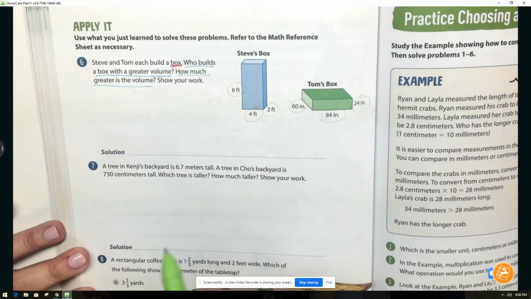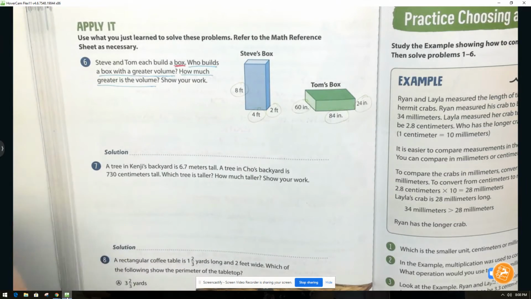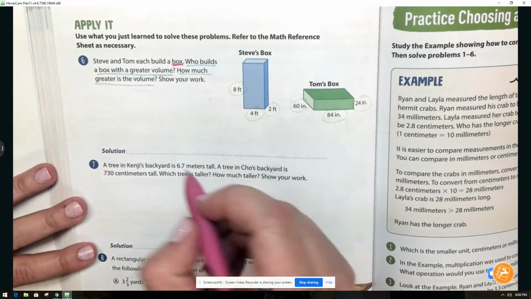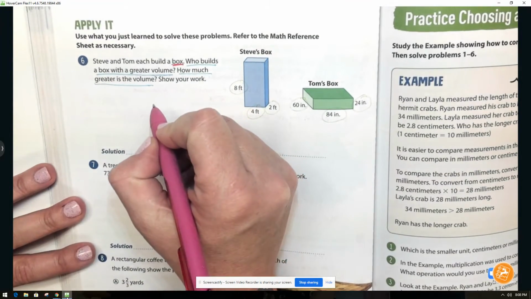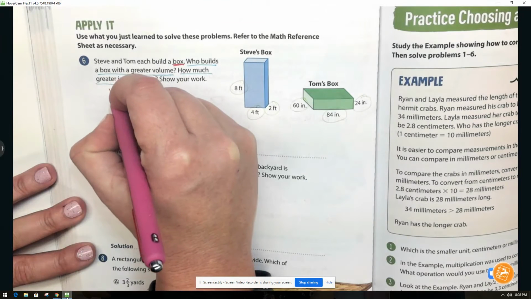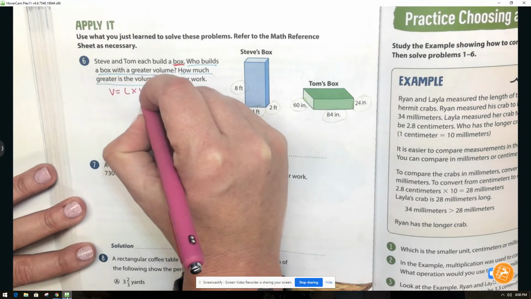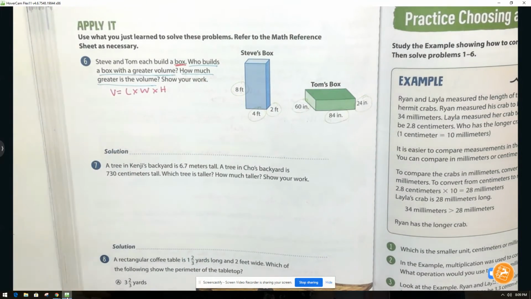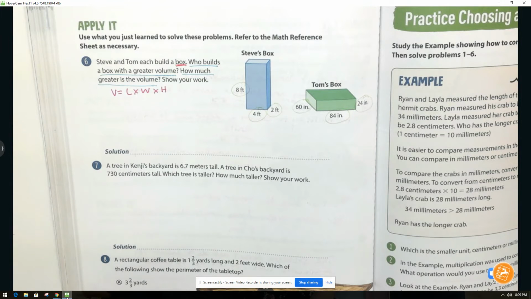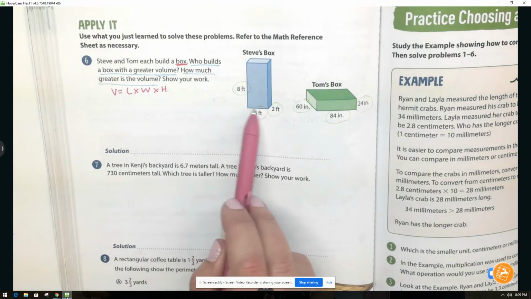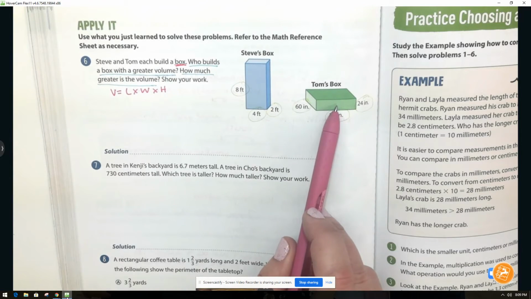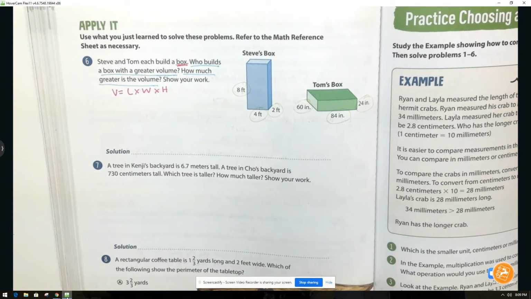So here's what we're going to do. First of all, we need to remember the equation for volume. How do we find volume? Remember, volume equals length times width times height. That's asking you to remember all the way back to the first 3 weeks of school, when we learned how to find the volume. So we need to find the volume of this box and the volume of this box and decide which is greater.